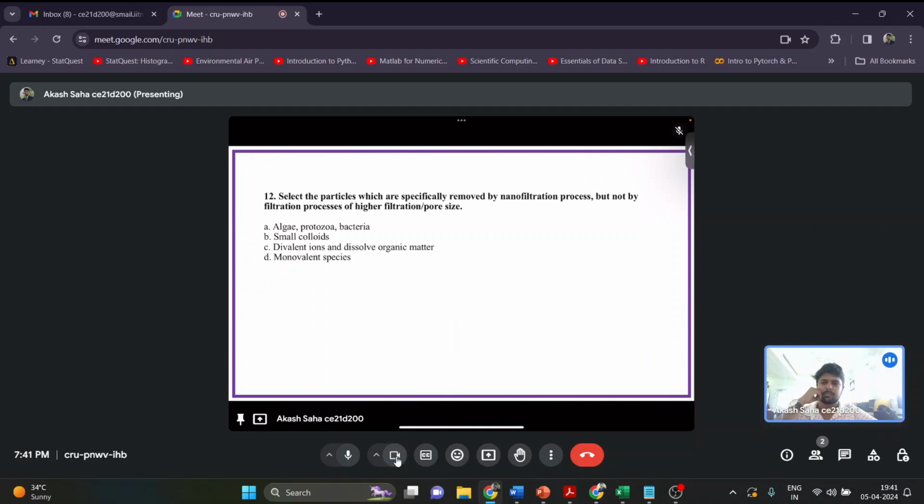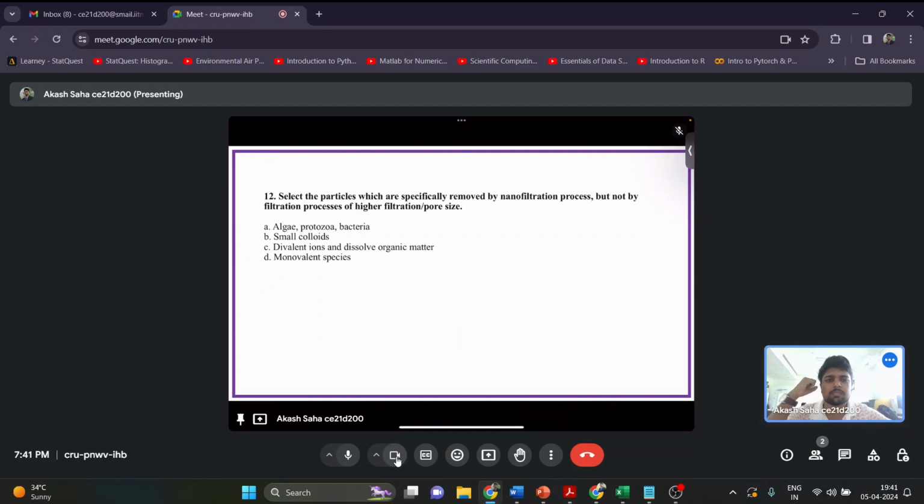So if we discuss the algae, protozoa and bacteria, many of these microorganisms can be removed by filtration of higher pore size, and even some small colloids are also removed. Whereas the divalent ions are only removed by the nanofiltration processes. So option C is definitely correct because it talks about the divalent ions and the dissolved organic matter.